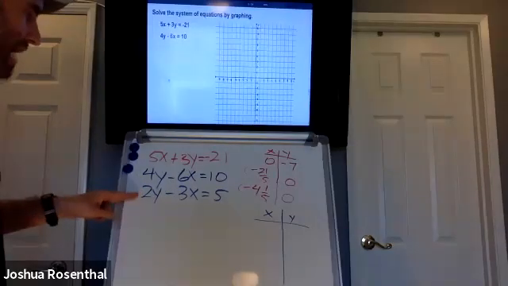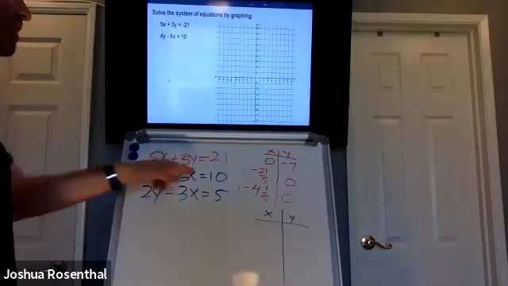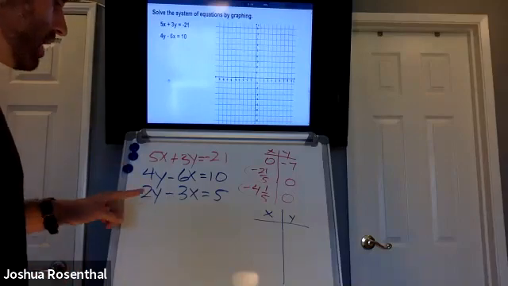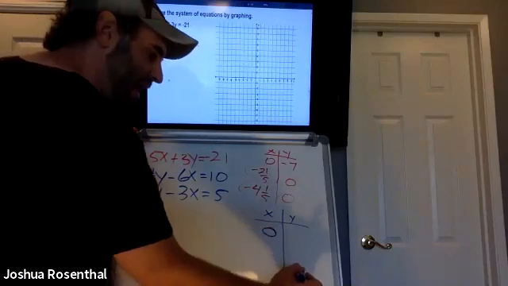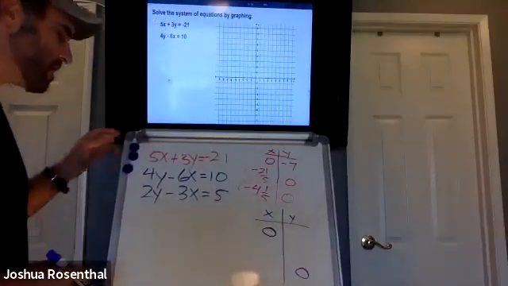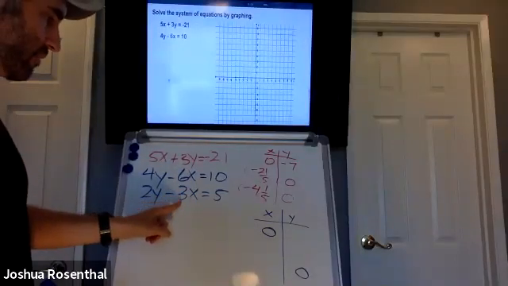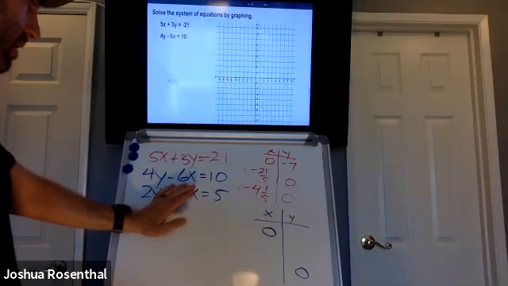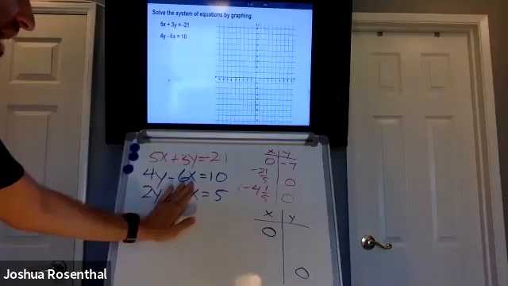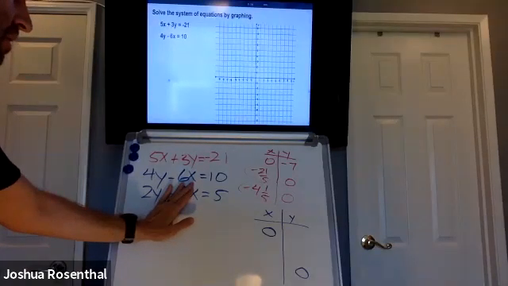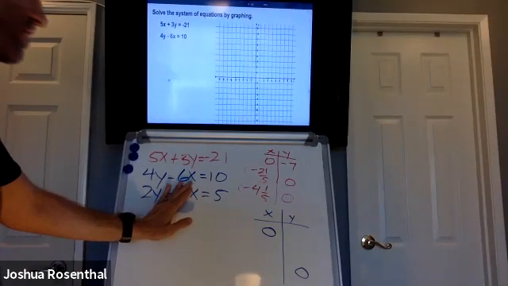Okay, let me go to this blue one. I'm going to use mine that I reduced. You can always use this one. It's the same thing. All right, what happens when x is 0 and what happens when y is 0? When x is 0, negative 3 times 0 is 0. So I have 2y is equal to 5. Divide by 2. Y is 5 over 2, or 2.5.